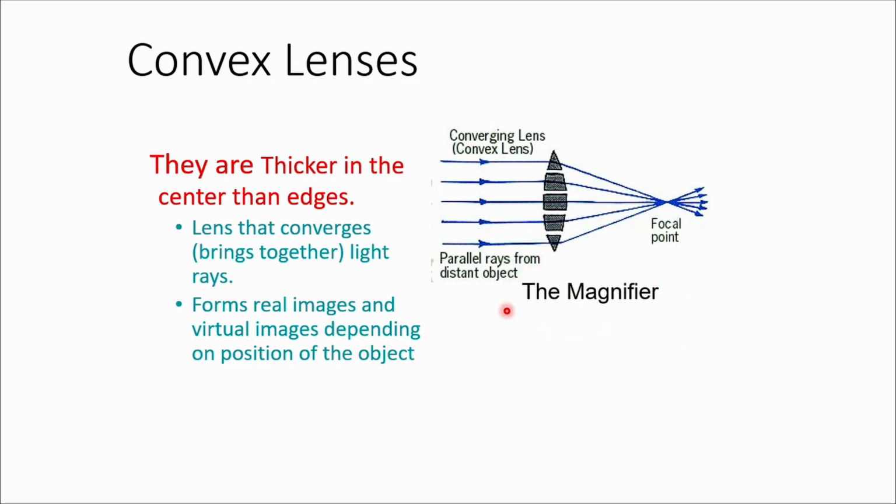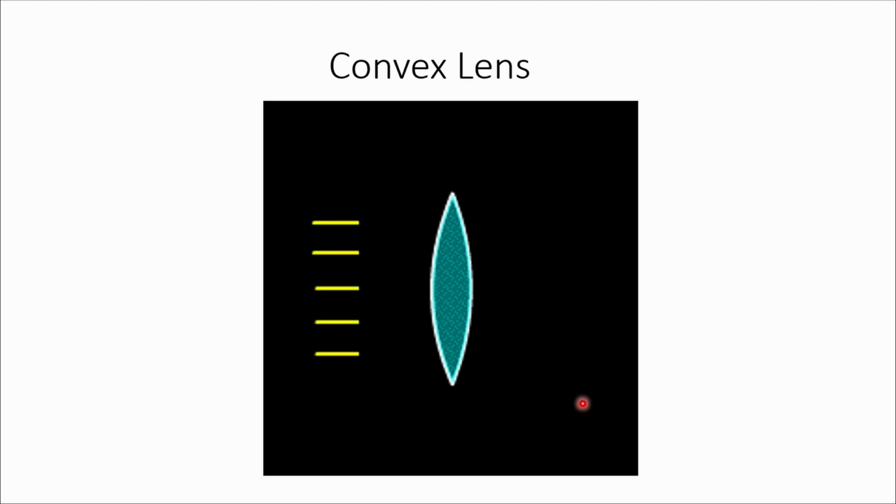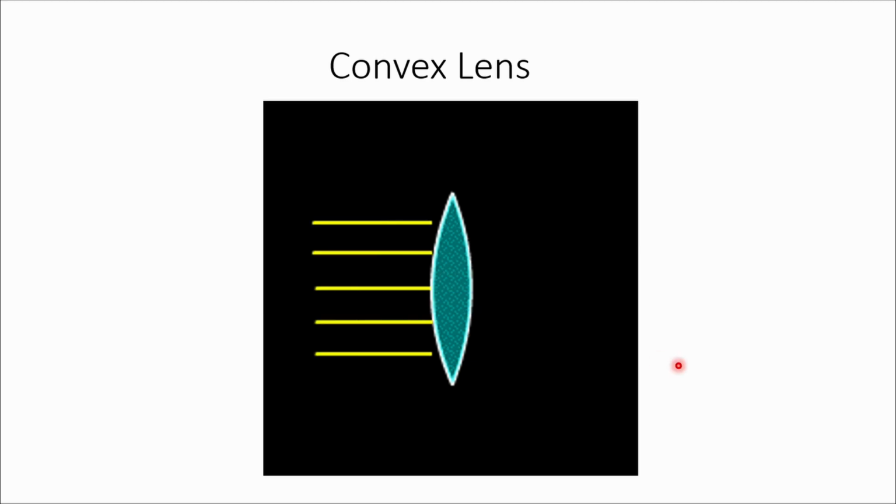So one of the applications you can discuss later on is the magnifier. This is the magnifier. You can see the letters somewhat bigger in size because of the refraction of light by the lens. So this is the convex lens. Here these are the parallel rays from the object. After refraction, they converge the light rays at the principal focus.